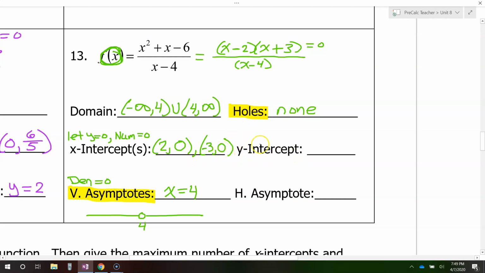For the y-intercept, you let x equal 0. So when I say let x equal 0, I mean substitute 0 for all the x's. That is just going to leave only this part behind. A negative divided by a negative is a positive, and 6 over 4 reduces down to 3 over 2. So this is going to give me 0, 3 over 2. Don't just put 3 over 2. An intercept is an ordered pair.